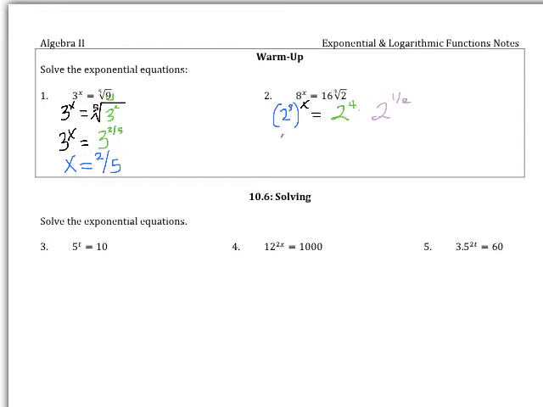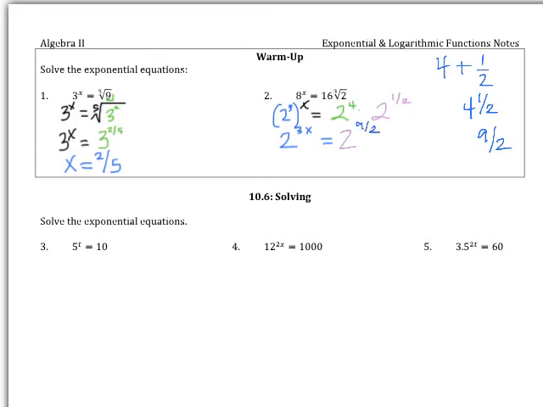So on the left side, I know I have 2 raised to the 3x. And on the right side, I know that since I have 2 bases, I should add those exponents. 4 plus 1/2 is the same thing as 4 1/2, or as an improper fraction, that would be 9/2. So then I know that this is 2 raised to the 9/2 power.